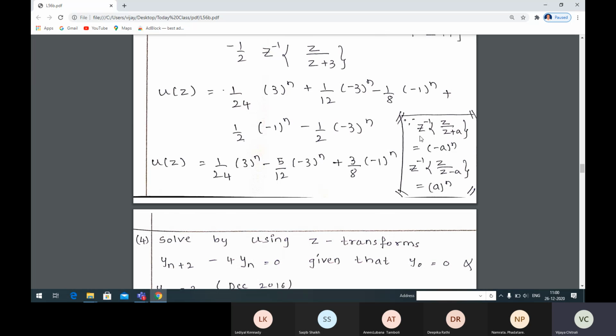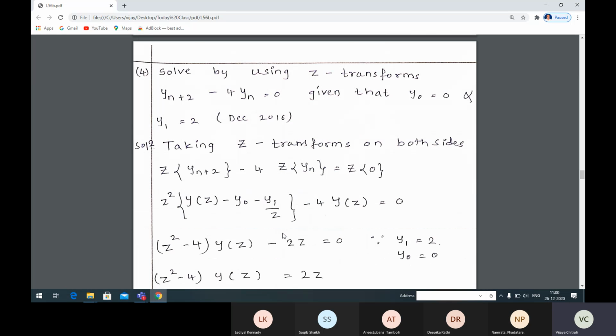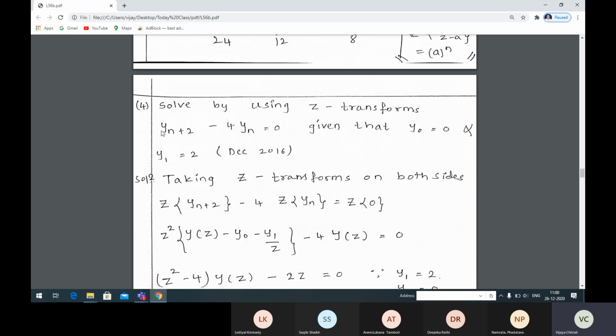So let us solve one more example. Solve by using Z transform. In place of u, y is mentioned here. They have taken y notation in place of u notation. So solve this difference equation: y suffix n plus 2 minus 4 y suffix n is equal to 0, given that y0 is 0 and y1 is 2, right?